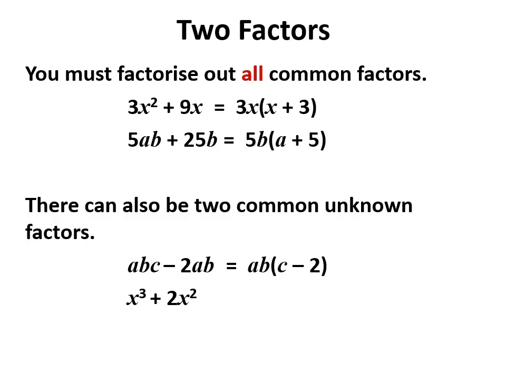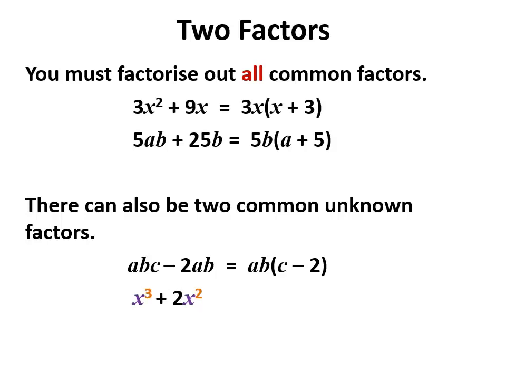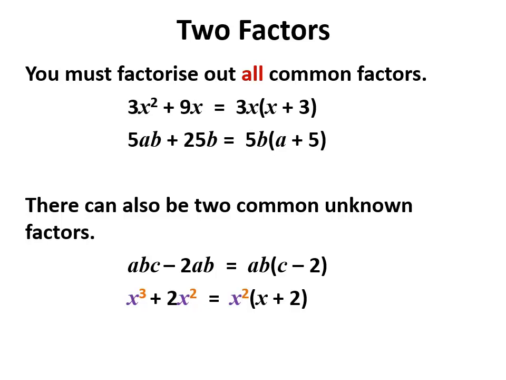In this case, we see that x cubed and x squared not only have an x in common, they actually have an x squared in common. So we take both of them out, and we've got x squared on the outside, the remaining x inside the brackets, and the remaining 2 beside it.